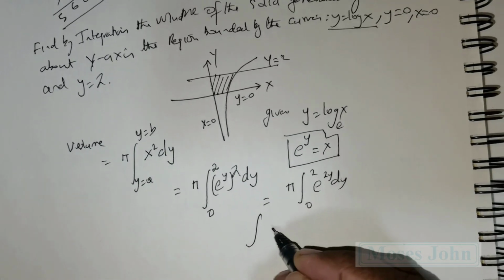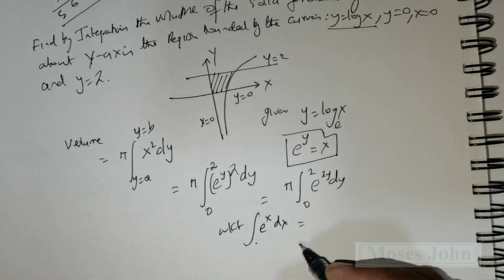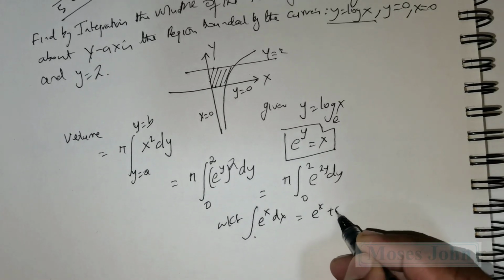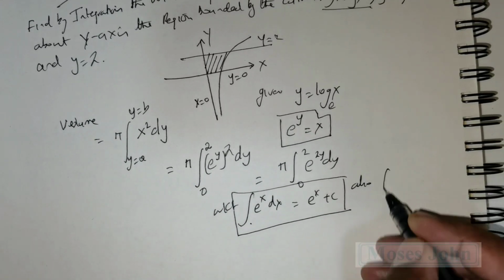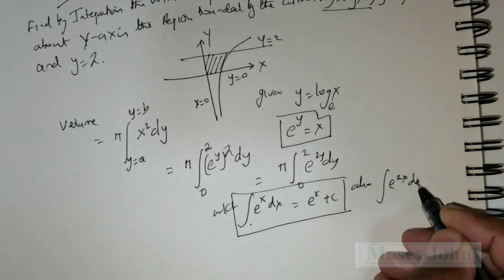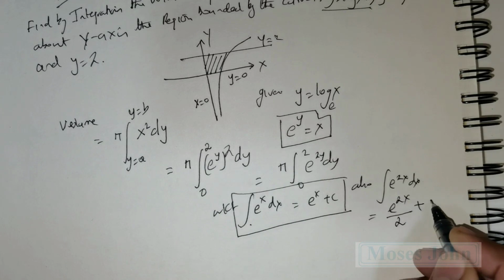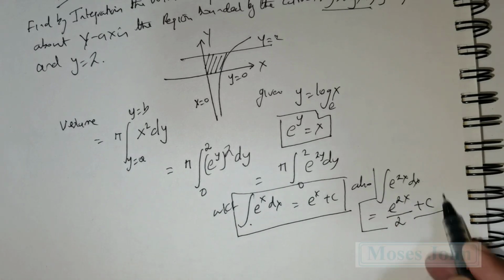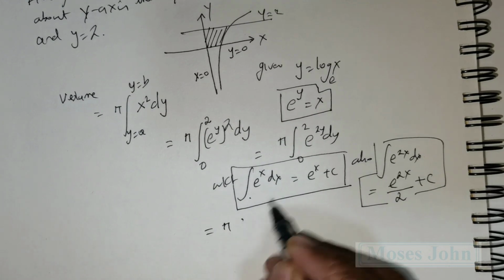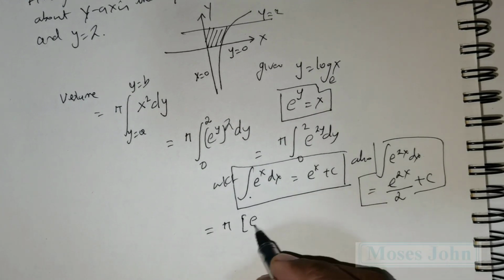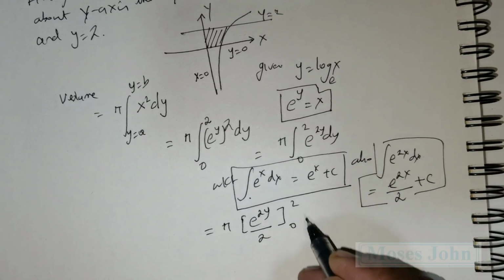Now from integration, we know that the integral of e raised to the power x dx is equal to e to the power x plus a constant c. This is the formula we know. We also know that the integral of e raised to the power 2x dx will be equal to e raised to the power 2x divided by the coefficient of x, which is 2, plus the constant. So we know these formulae. Now, because of this formula, we have pi times, when you integrate e raised to the power 2y with reference to y, it's going to be e raised to the power 2y divided by 2. The limits are 0 to 2.